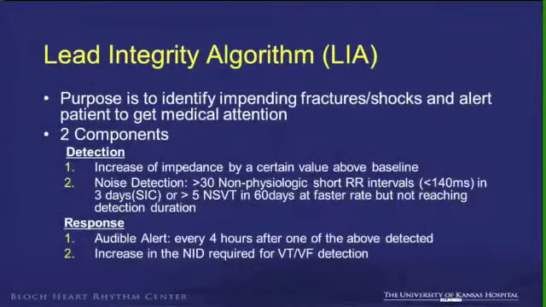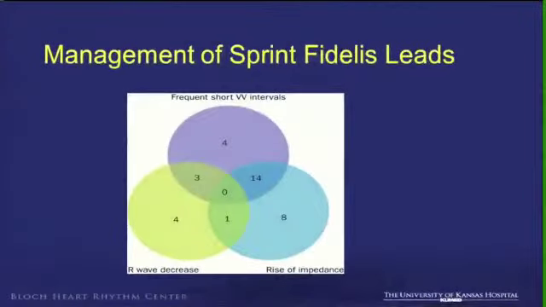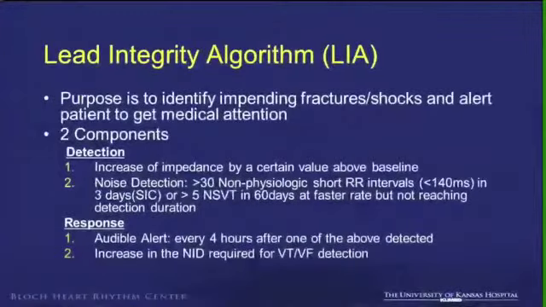So the first thing was LIA, the lead integrity algorithm, because we know that there were short VV intervals and a decrease in the R wave or a rise in impedance. These were the three electrical signs of impending fracture or subclinical fracture. The lead integrity algorithm just uses these features and tries to pick up if it satisfies a particular criteria of 2 out of 3.